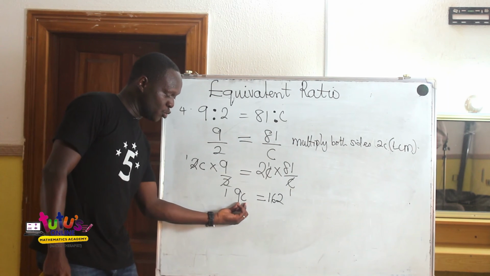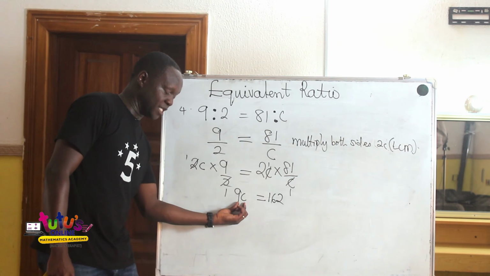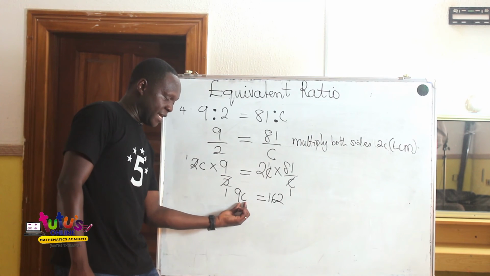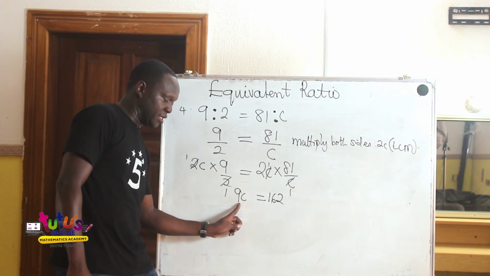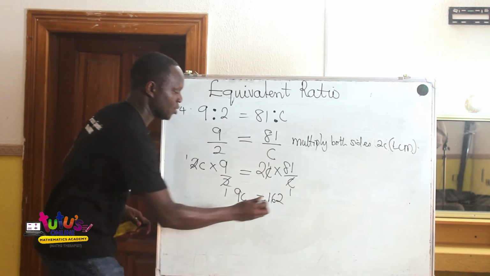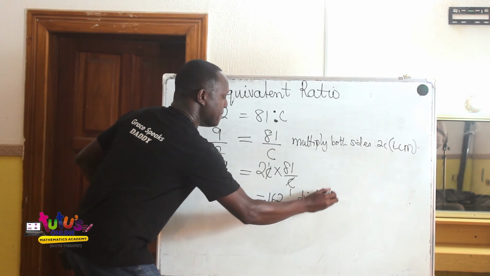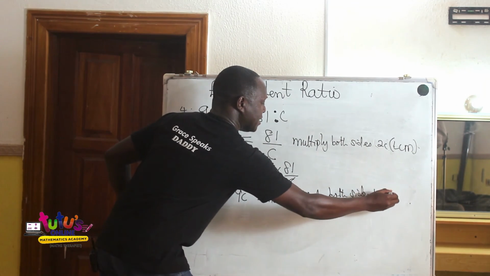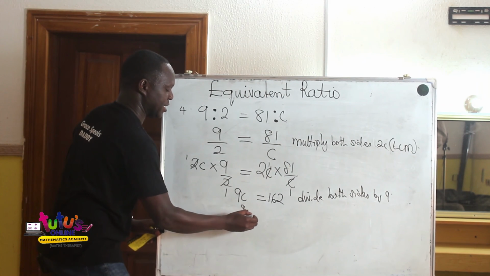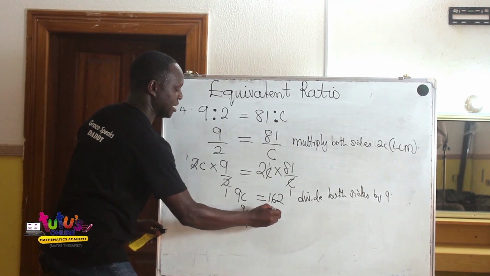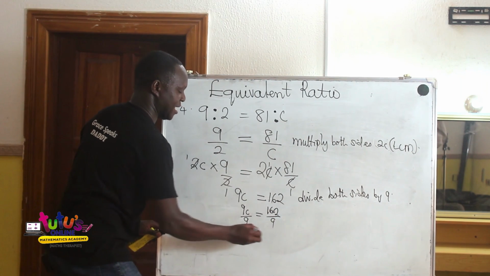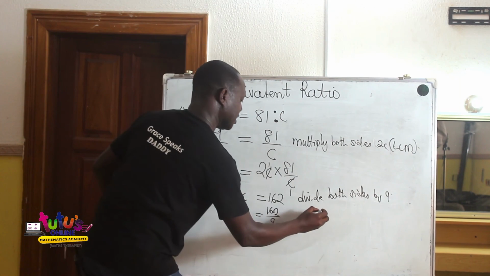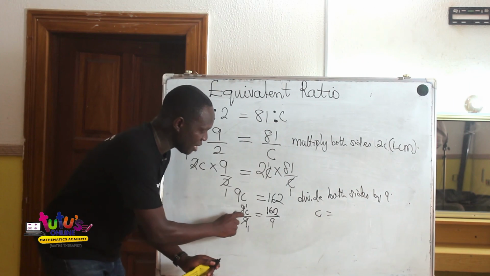This is an algebraic term because it's carrying a C. Since we have 9C here, we're going to divide both sides by this number, by 9. So 9C over 9 equal to 162 over 9. 9 here is 1, 9 here is 1. So our C will now be equal to what is left here.